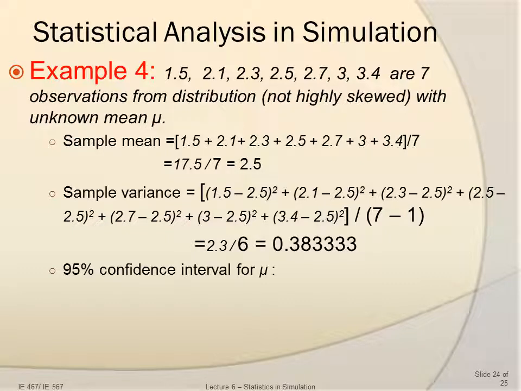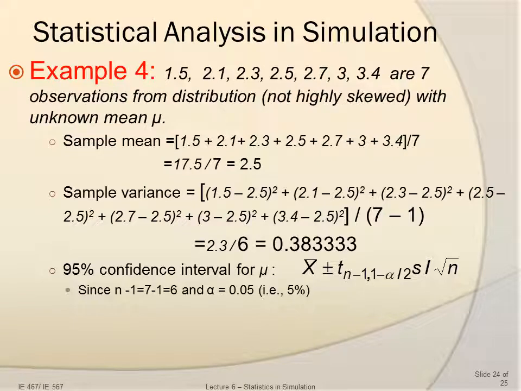Now let's take a look at how to compute the 95% confidence interval for mu. To do that, we'll use this formula. Notice that, as I said earlier, n minus 1 is 7 minus 1, which is 6, and also alpha is 0.05, because we're looking at a 95% confidence interval, and 95% is 100 multiplied by the difference of 1 minus alpha. So that means that 1 minus alpha is 0.95, and so alpha is 0.05.